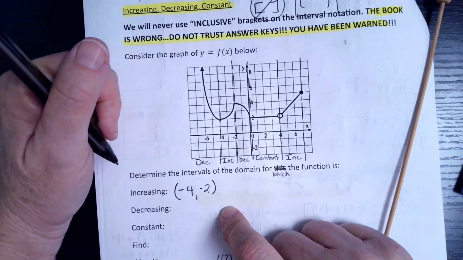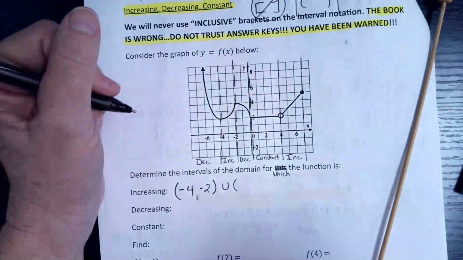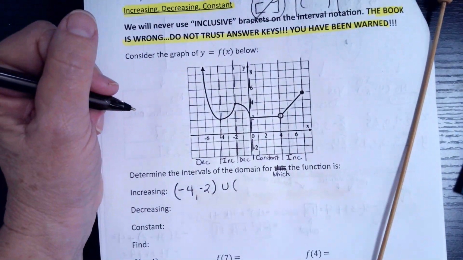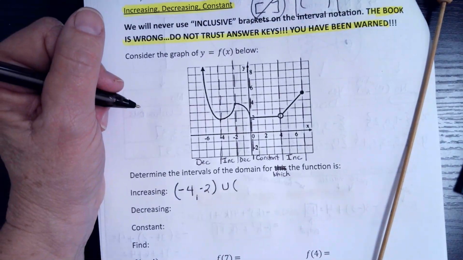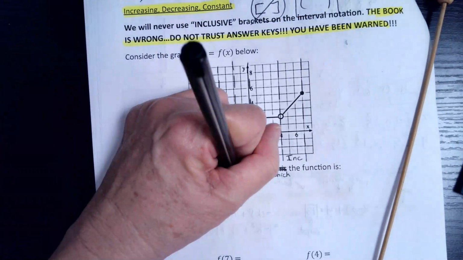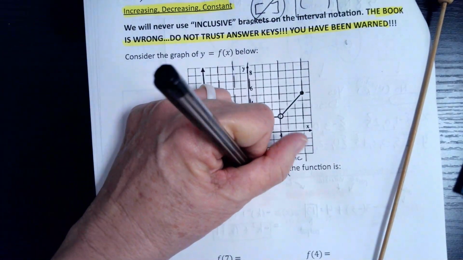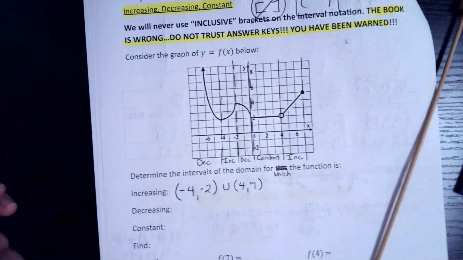And then we have a gap before that happens again, so I might put a union with my next interval, but I think the book may not even bother to put a union. It may just put a comma. But I think a union is very appropriate there. So where else are we increasing? 4 to 7. Good. So you're only getting x values off the x-axis to put your numbers down.